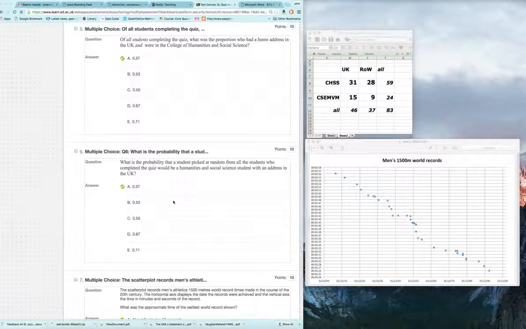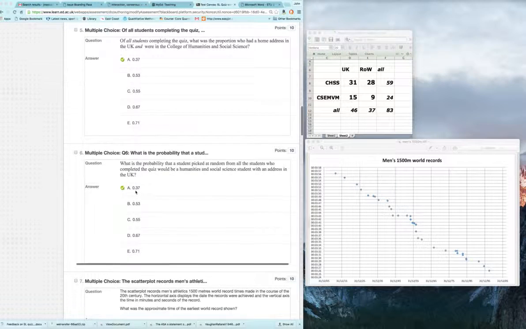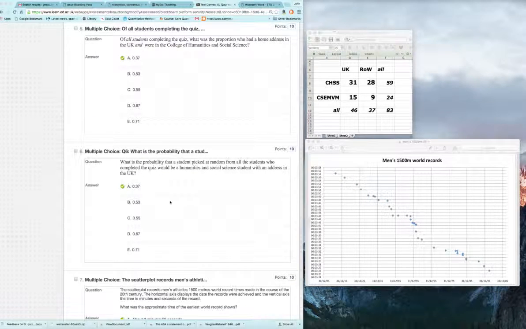What's the probability that a student picked at random from all the students who completed the quiz would be a humanities and social science student with an address in the UK? The answer is exactly the same. Remember, we can just shift between proportions and probabilities. The probability of somebody picked at random having any mixture of the characteristics shown on the table would just be their proportion in the table.